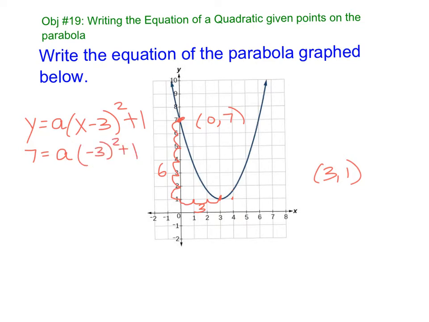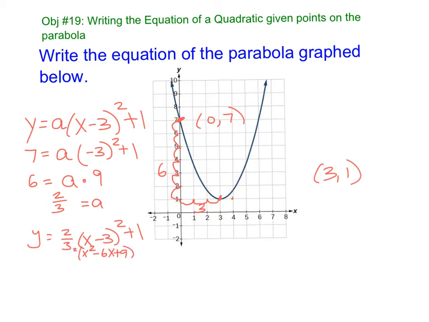I'm going to subtract 1 on both sides, and I get 6 equals 9a. Negative 3 squared is 9. Divide. So we get 6 over 9, which is 2 over 3. So my equation is 2/3 times x minus 3 squared plus 1. And now we're going to take some time and multiply that whole thing out. So this is x squared minus 6x plus 9 times 2/3.